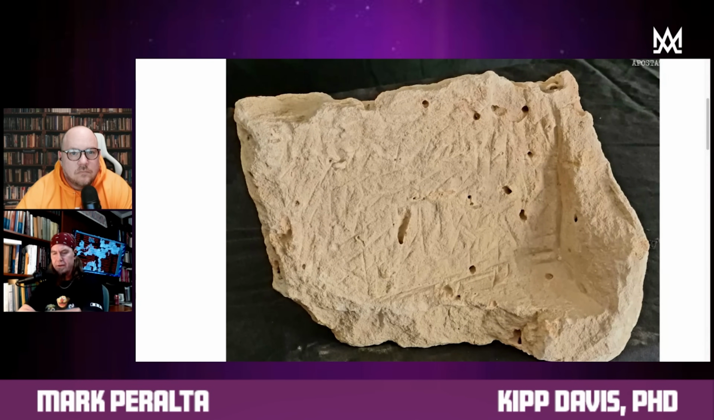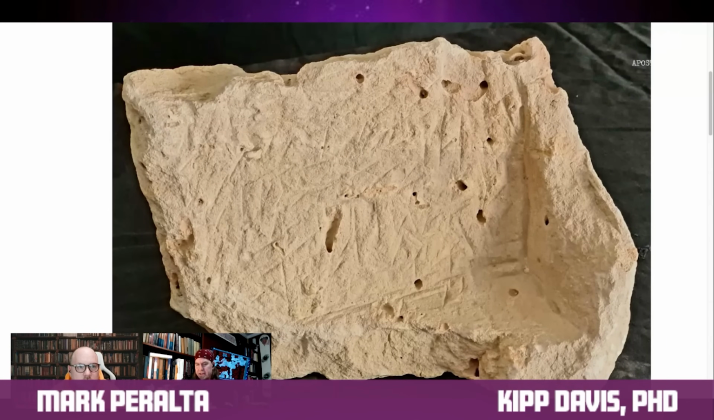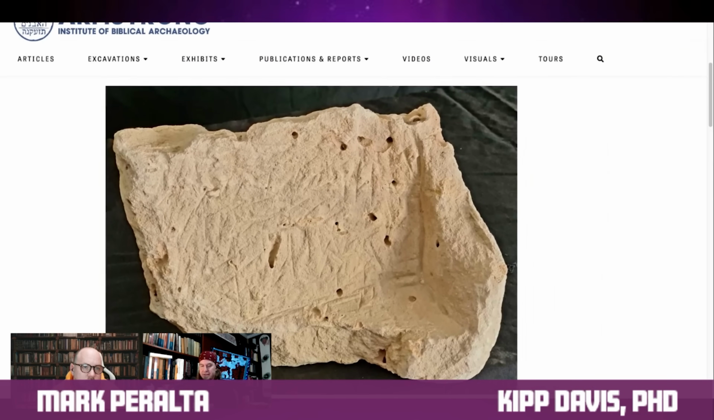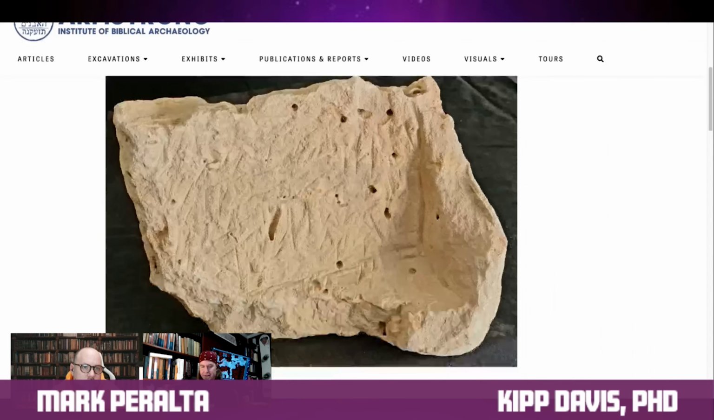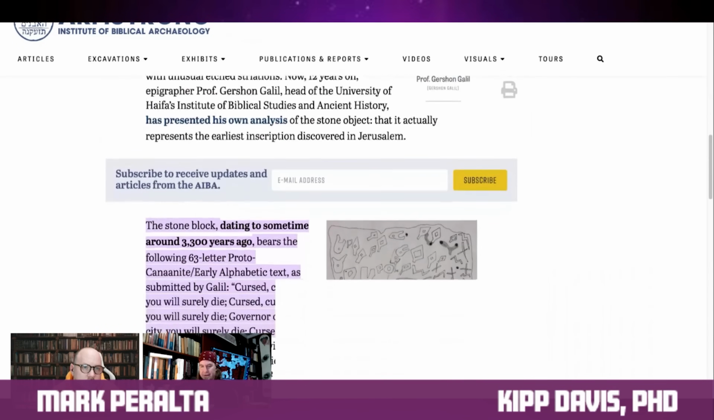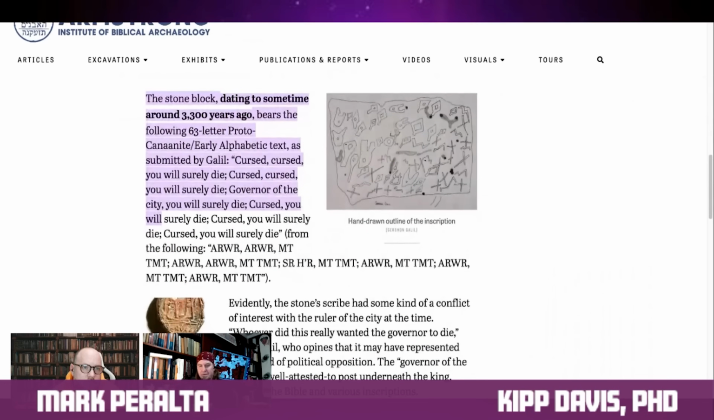So Galil is convinced when he sees this that it is text. He takes it and sits down with it for a while, at least a year, maybe a couple of years, and he's like, I've got it. I've cracked the code. This is a text. And this is what he said the reading was.